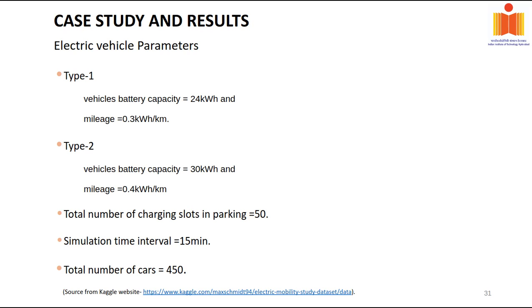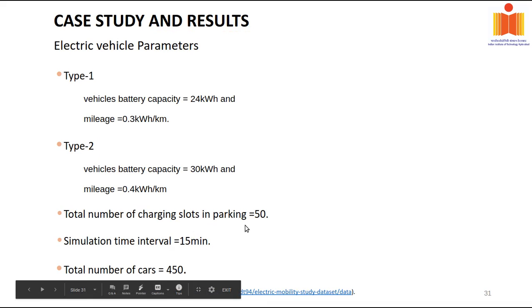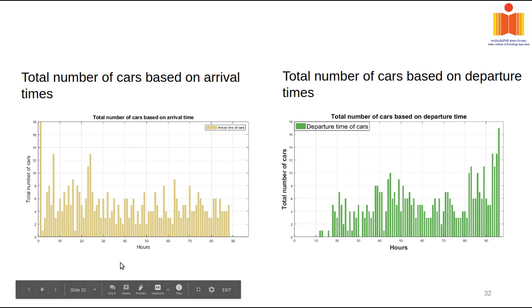So two types of case studies are taken. The first one is vehicle battery capacity of 24 kilowatt hour and mileage of 0.3 kilowatt hour per kilometer. Whereas for type 2, the vehicle's battery capacity is considered slightly more, 30 kilowatt hour, and mileage is 0.4. Total number of chargers selected in the parking is 50, simulation time interval is 15 minutes, and total number of cars is 450. So like this we have taken the data.